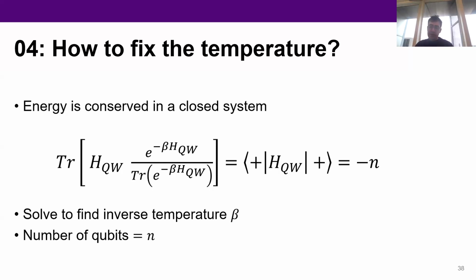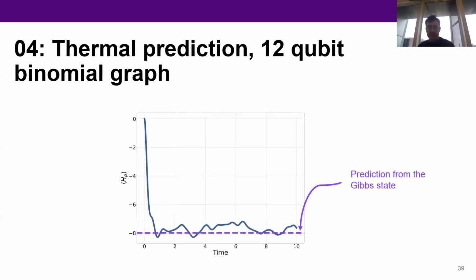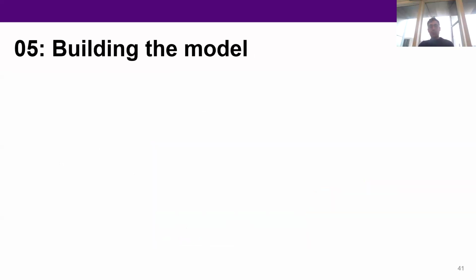And we can at least do this numerically for small problem sizes. And here we have a 12-qubit instance. The blue line shows the Schrödinger evolution again, and the dashed purple line shows the prediction from the Gibbs state, where the temperature is fixed according to the energy. Importantly, this has no free parameters. But we'd like to go a bit further and discuss regimes where we can't do exact diagonalization. And to do that, we need to build a model.